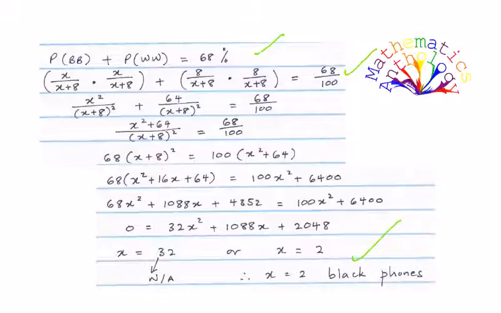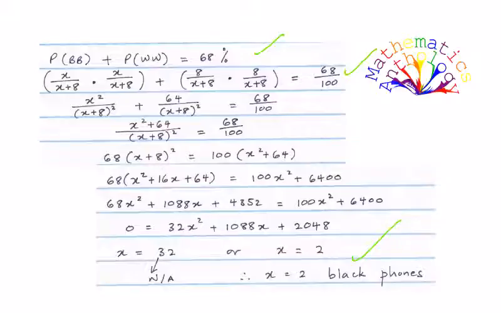So if we follow along the first line there, the probability of him picking black and black will be x over x plus 8 times x over x plus 8. Then we add that to the probability of him picking white and white. We follow along the last line and get our values. That's 8 over x plus 8 times 8 over x plus 8. And all that is equal to 68 over 100, which is 68%. All we have to do now is open everything out and solve for x algebraically.